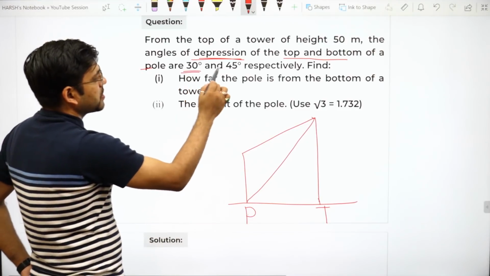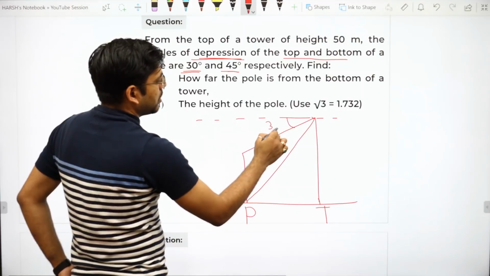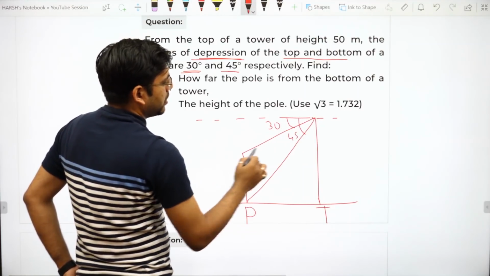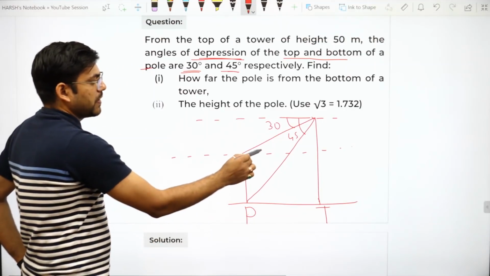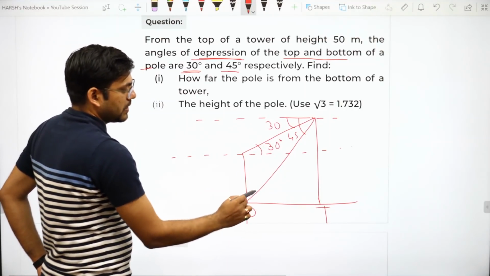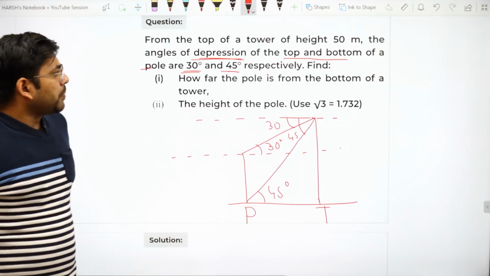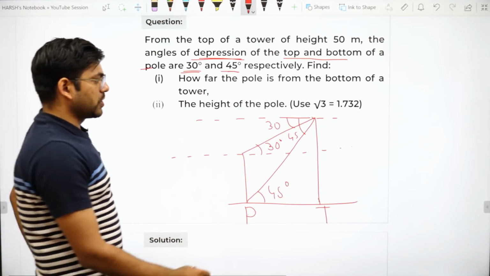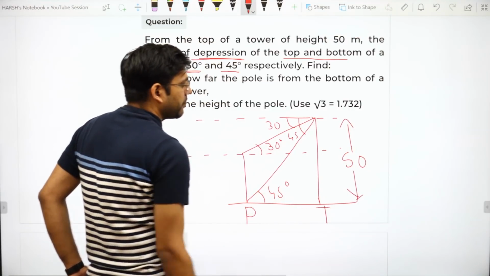Both angles of depression are 30 and 45 degree. So I am writing here, this is 30 degree and this will be 45 degree. If I make the reference line, then this will become 30 degree and this will become 45 degree, isn't it? Now, the tower is of height 50 meter, so this is a complete 50 meter.